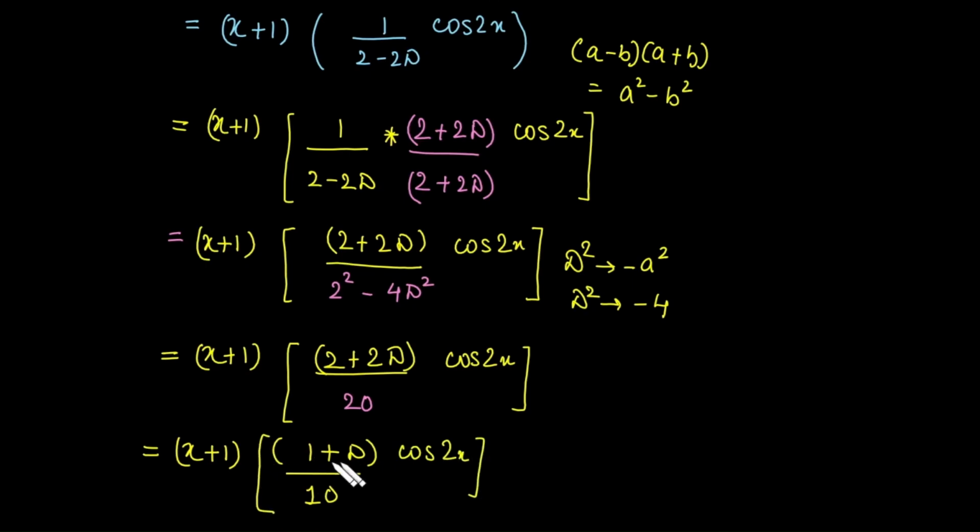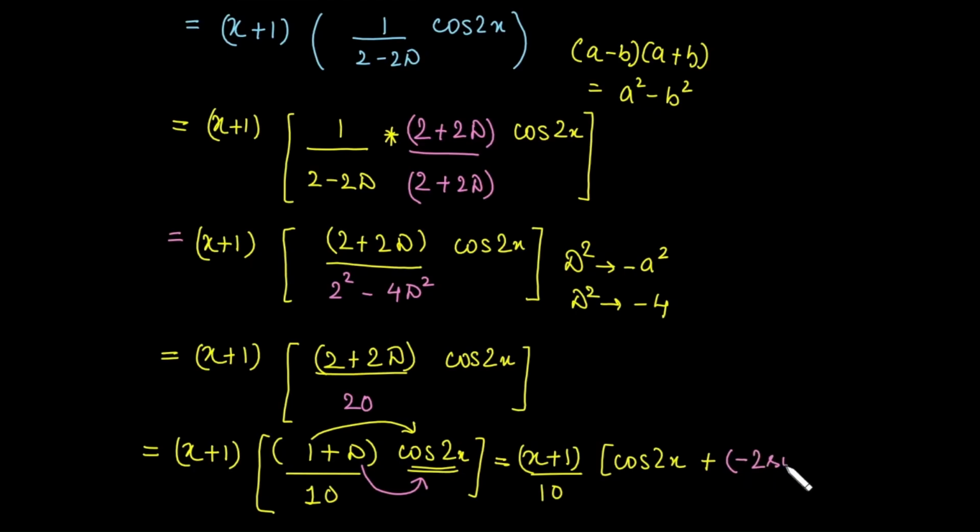Now operate this 1 plus D operator on cos 2x. How to operate this one? We will take x plus 1 as it is, 10 outside, 1 into cos 2x, that is cos 2x, plus the derivative of cos 2x. The derivative of cos 2x is minus 2 sin 2x. So this is the final particular integral in this case.